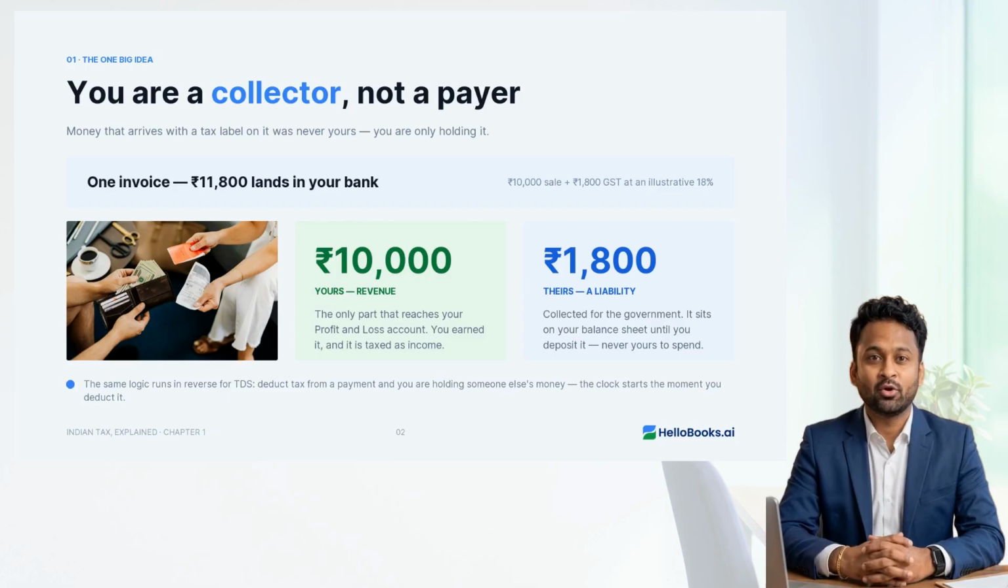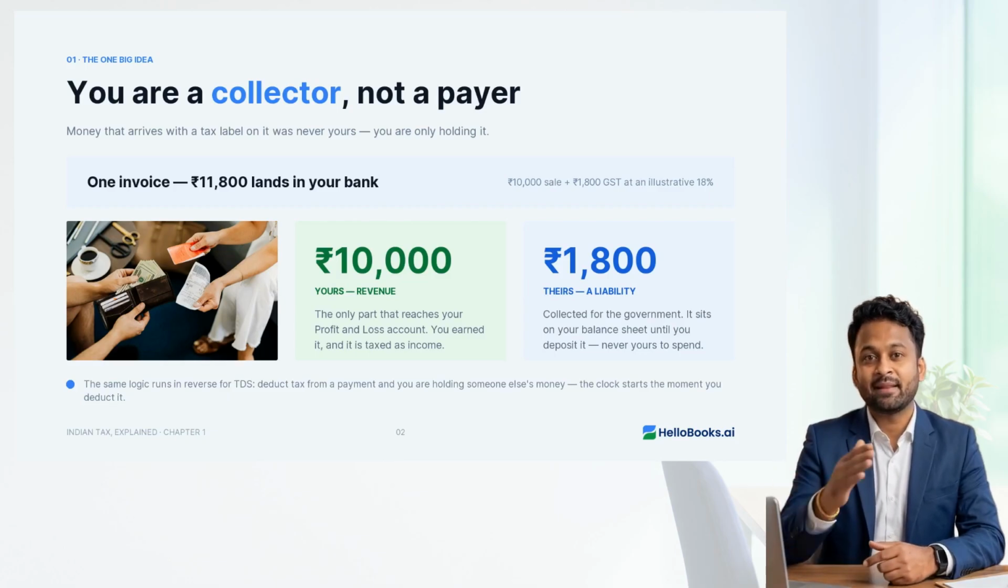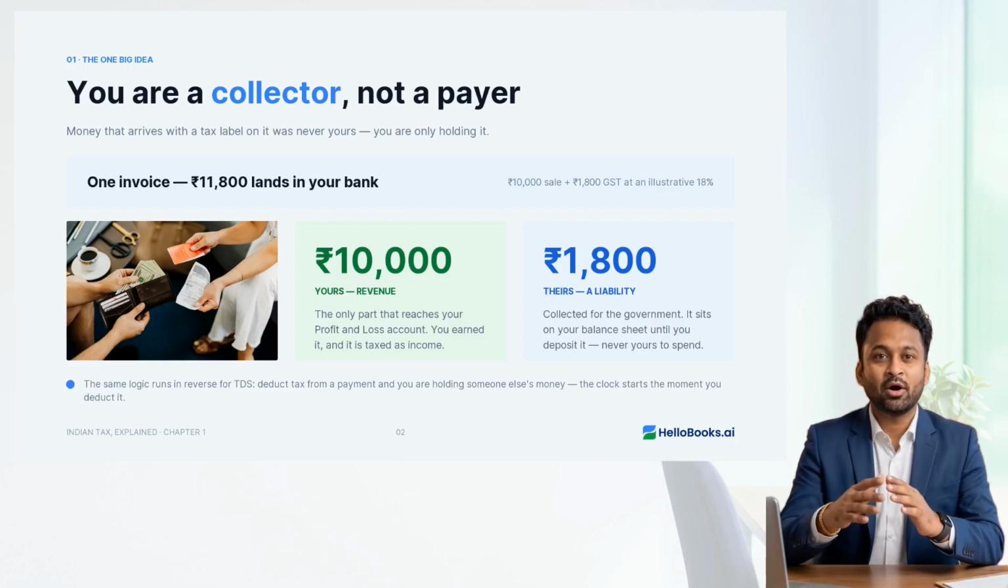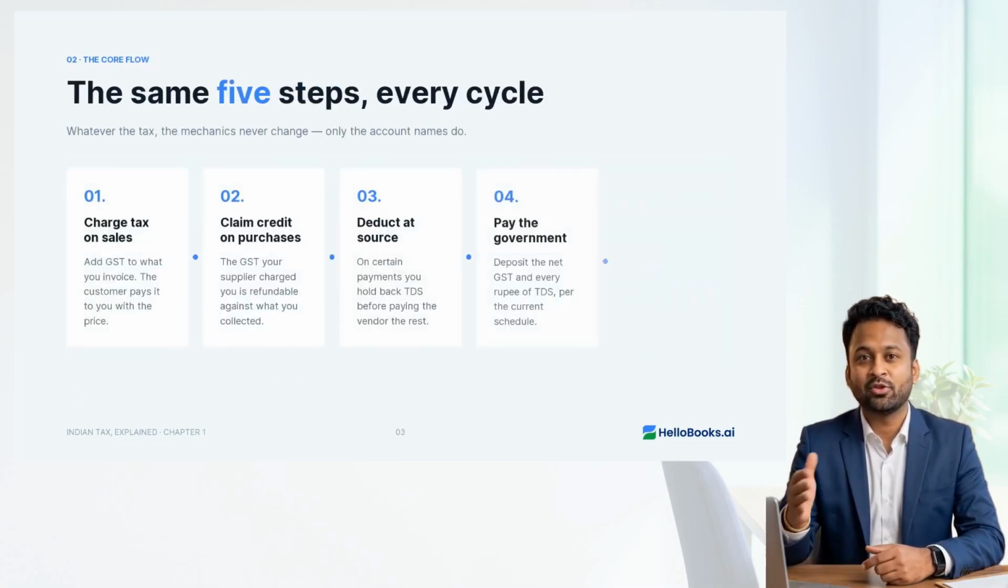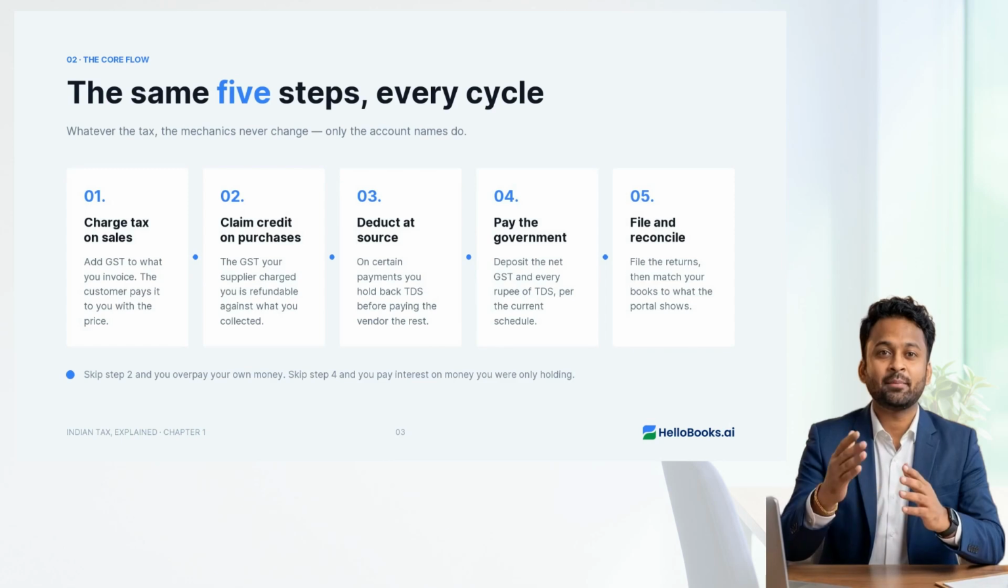Spend it, and you are spending someone else's money, and you will still owe every rupee of it on deposit day. Your bank balance and your earnings are 2 different numbers, and this is where they part company.